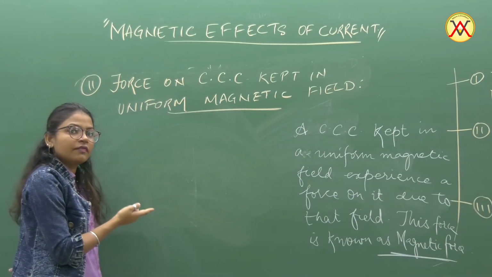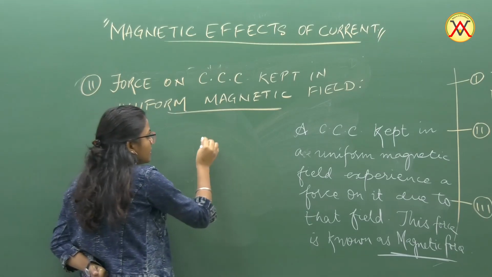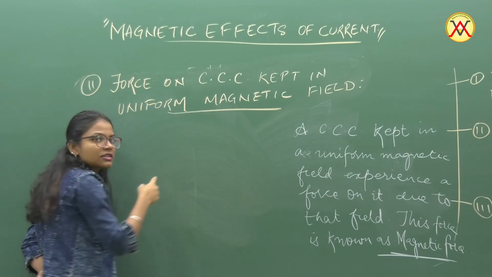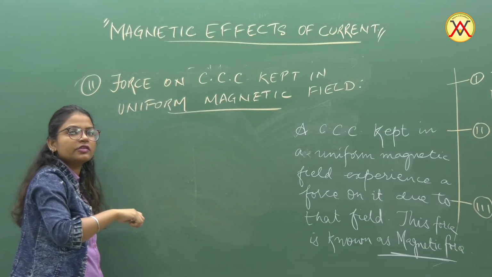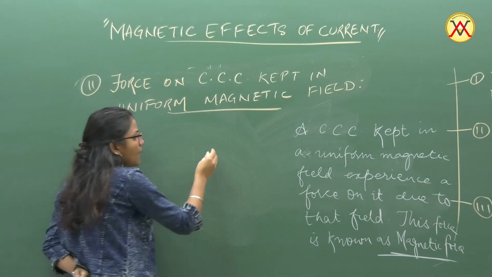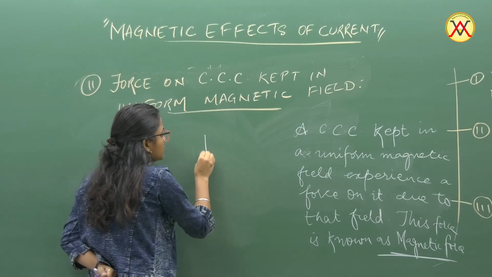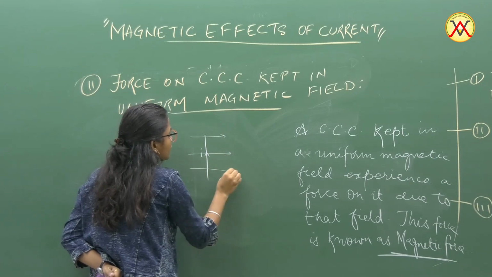What would be the nature of this force? See, this force directly depends on the magnetic field. This force is directly dependent on the amount of current per unit length. Right? This is our current, this was our magnetic field.